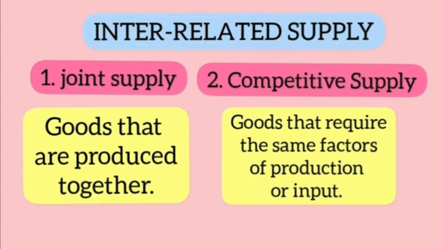After that, competitive supply. Competitive supply is goods that require the same factors of production or inputs. For example, rubber and palm oil, burgers and sausages. When the price of palm oil increases, the supply of palm oil increases. Therefore, the supply of rubber will be decreased. This is because more land will be used for the plantation of palm oil.